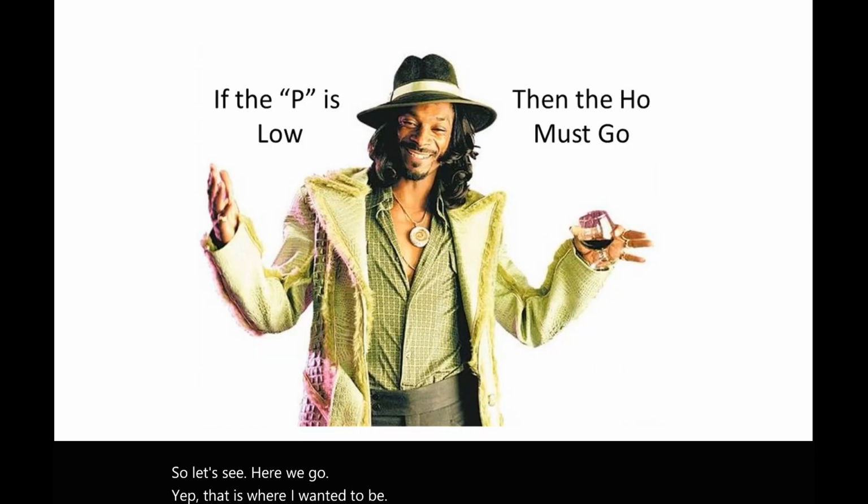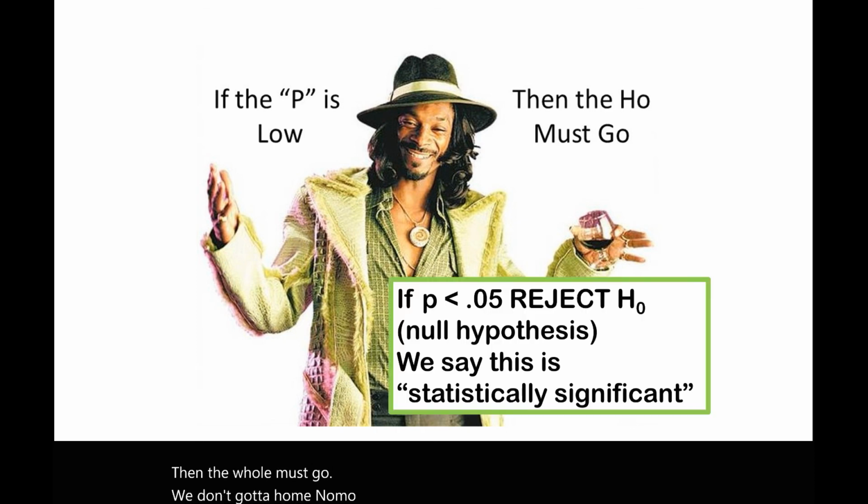So, as Snoop says, if the P is low, then the Ho must go. We don't got a home no mo. So if P is low, if it's below 0.05, then we are going to reject the hoe. We're going to reject that null hypothesis. That hoe gotta go. And if we reject the null hypothesis because it's pretty unlikely given our result, then that's when we say this is statistically significant.